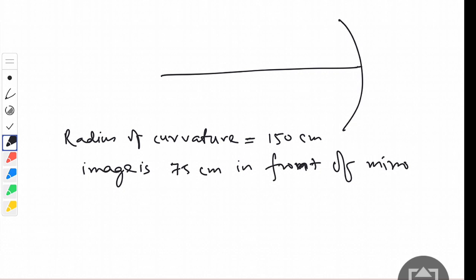Okay, Saksham has a question. Is the focal length in a concave mirror positive or negative? Okay. What do you guys think?